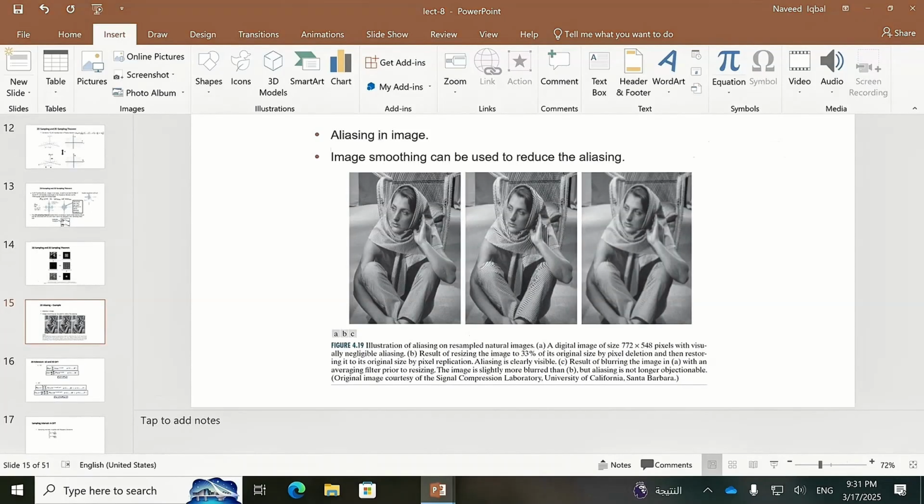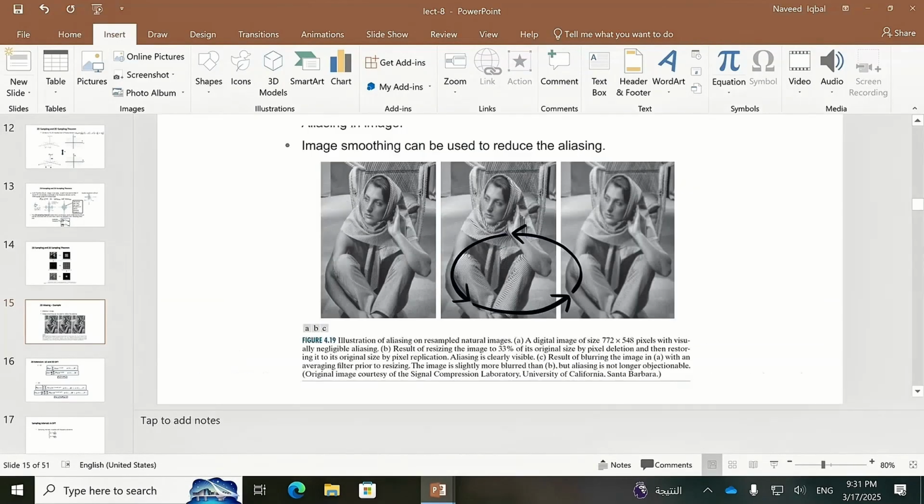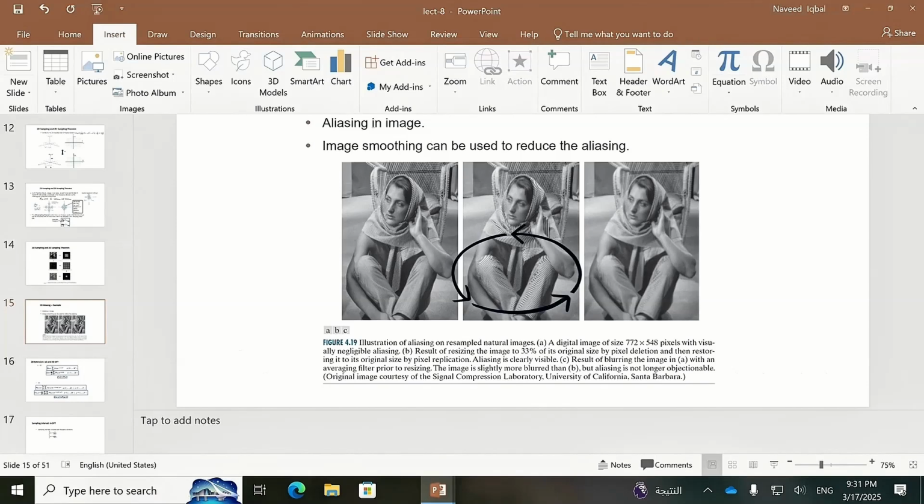And this is another case of aliasing. You have this image and you take a sampling frequency less than the Nyquist rate, and you get aliasing. You can see the aliasing here. One of the ways to reduce aliasing is to smooth it out. If you smooth it, you can get rid of the aliasing.